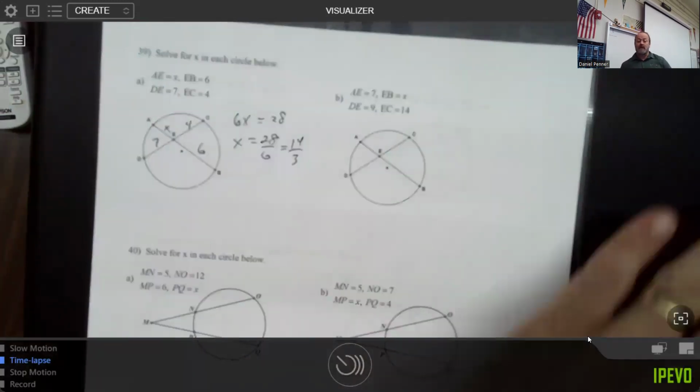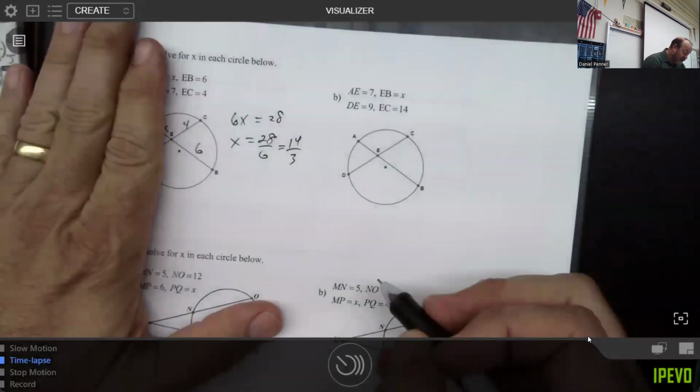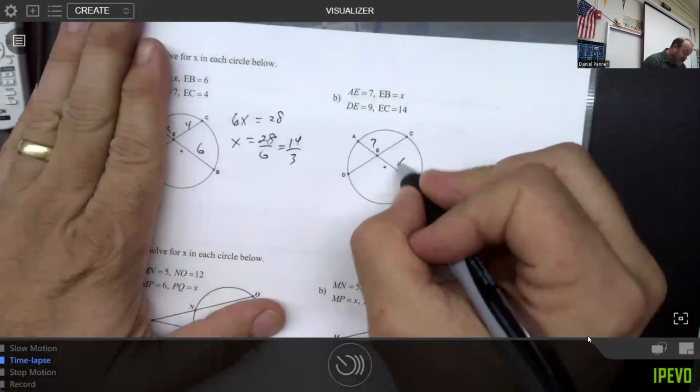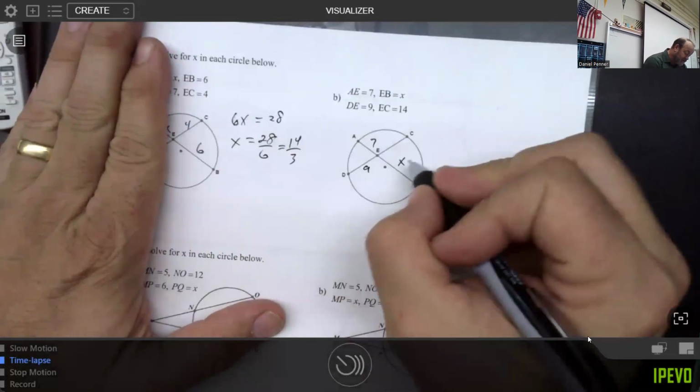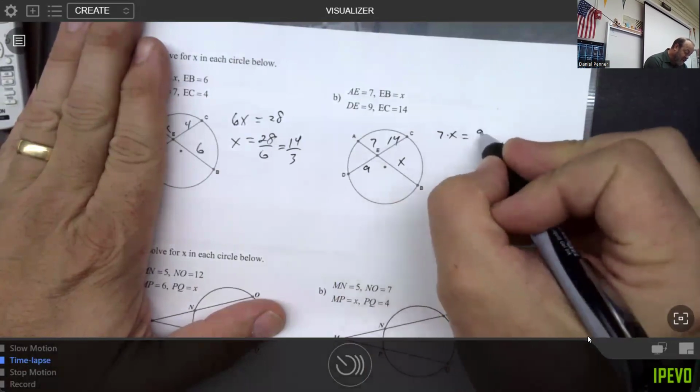And I know sometimes you guys feel uncomfortable when you don't get whole number values, but this problem was designed to do so. For letter B, same idea. DE is 9 and EC is 14. So 7 times x equals 9 times 14.